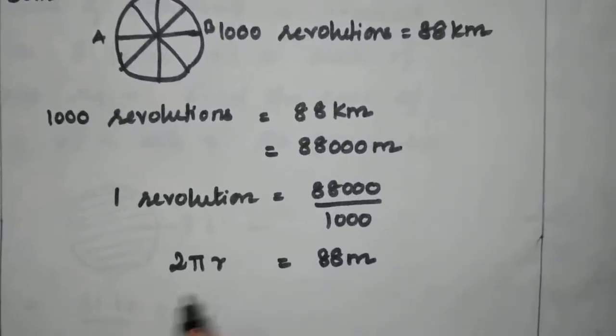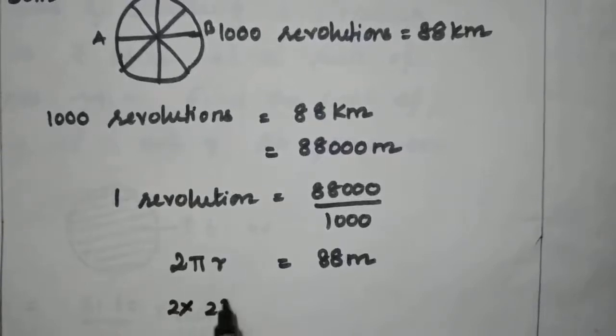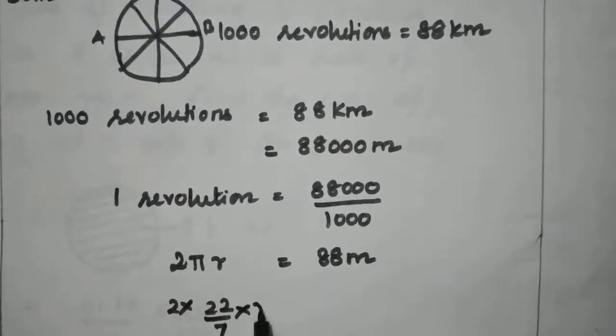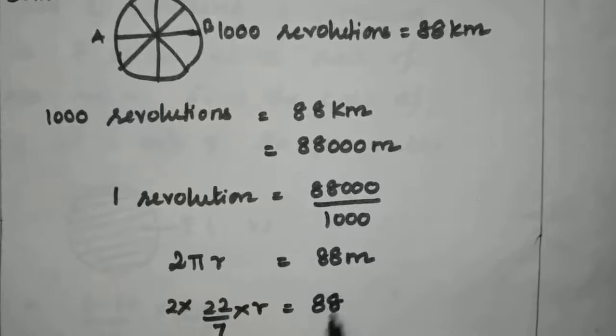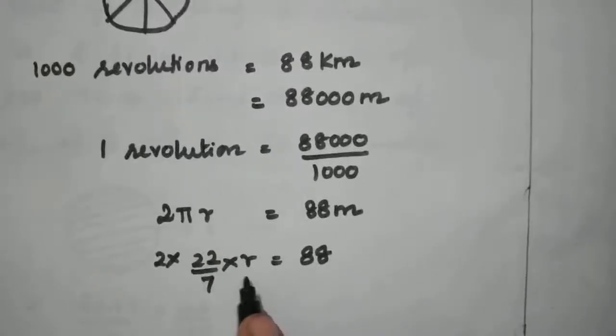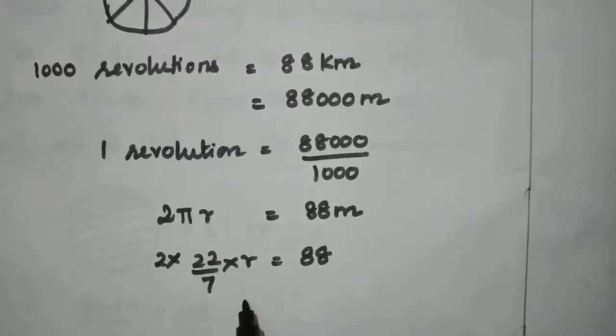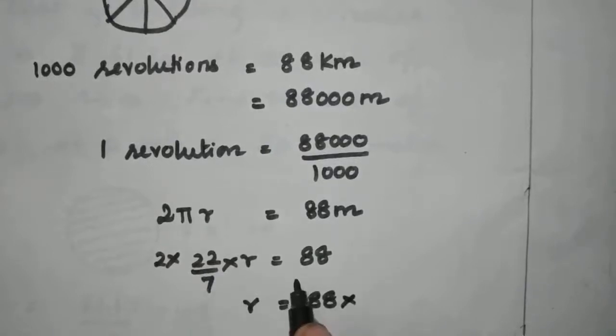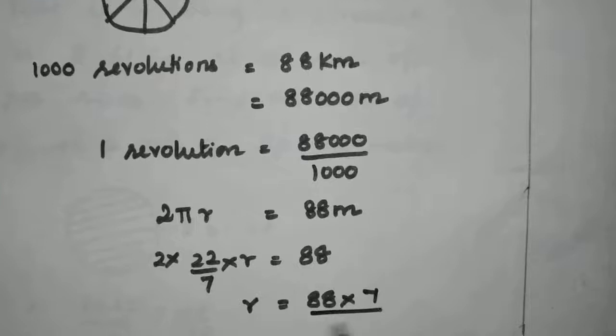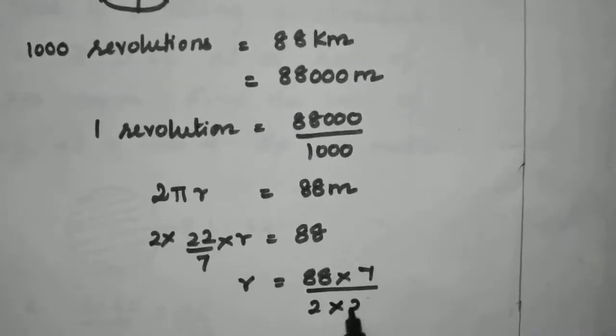So from this we can find the value of r. 2 into 22 by 7 into r is equal to 88. We have to find the value of r here. So keep this r alone on your left hand side. Move the remaining things to the right hand side of the equation. So 88 into 7 divided by 2 into 22.